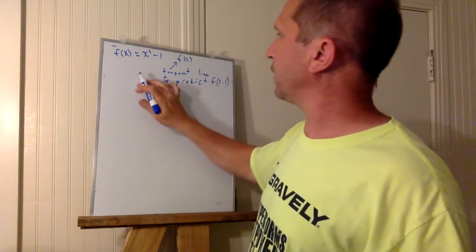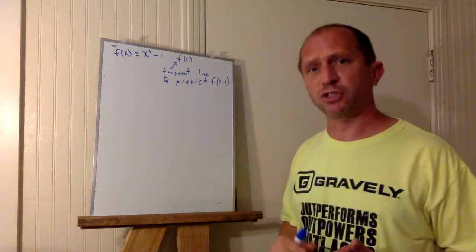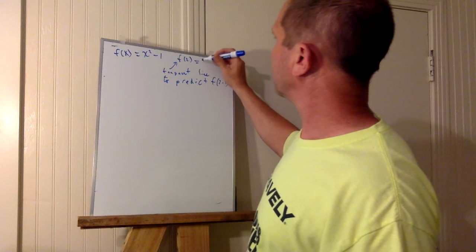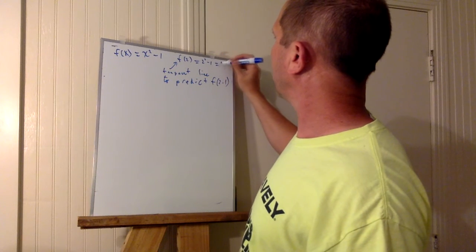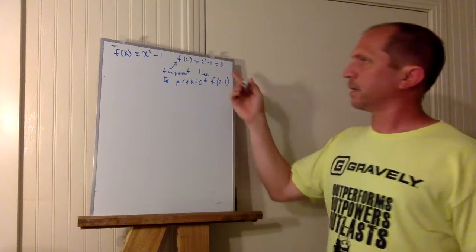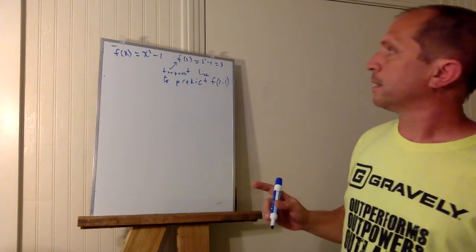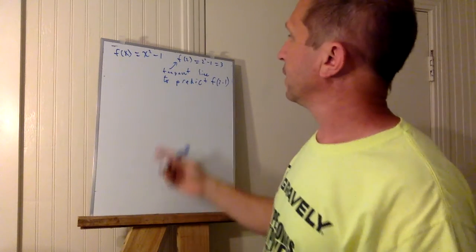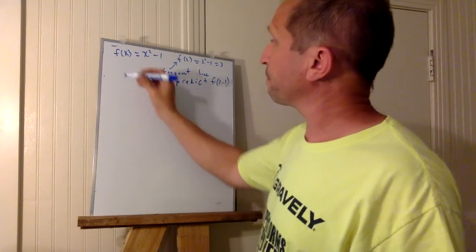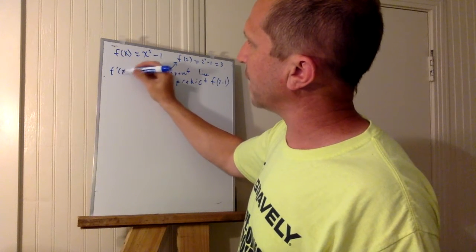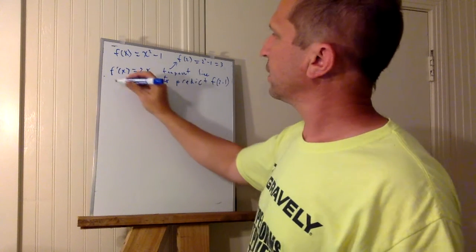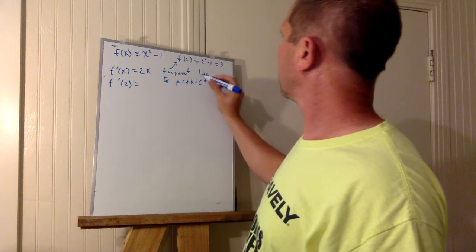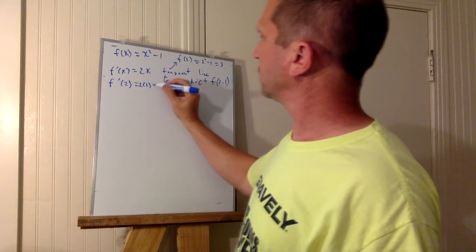So, the first thing we need, we got to construct the tangent line. So to construct a tangent line, we need a point and a slope. Well, f of 2 is 2 squared minus 1, so f of 2 is 3. So we've got a point here for the tangent line. Now we need the slope for the tangent line. Slope is going to be the derivative. So f prime of x is 2x. So f prime of 2 is 2 times 2, which is 4.